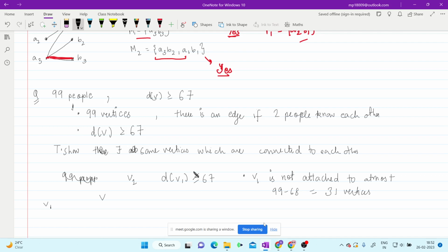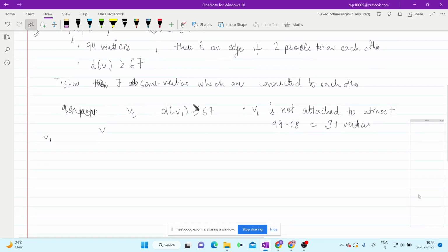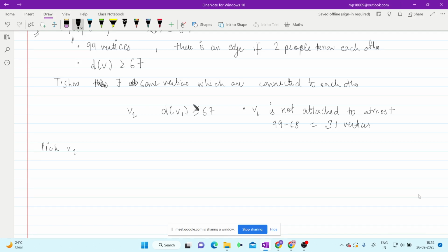So now we want to show that there are 4 vertices which are connected to each other. Suppose we pick V1. Now choose V2 to be some neighbor of V1. Okay. So now we have V1 here and V2 here. Now we know that V1 is not attached to at most 31 members. And similarly, V2 is also not attached to at most 31 members. So these are the maximum possibilities.